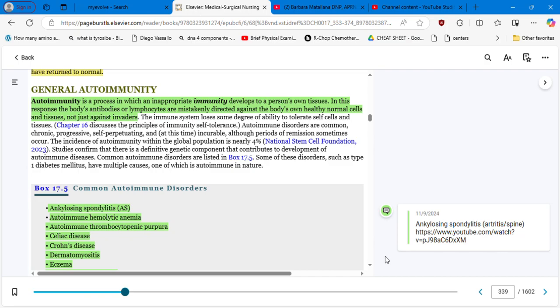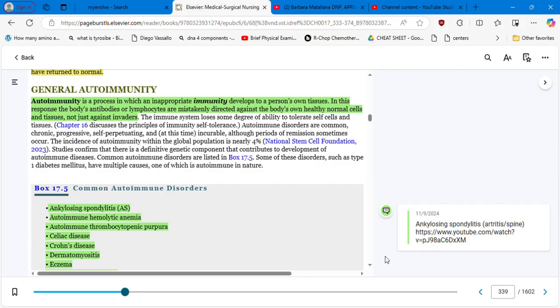Hello students. Welcome to chapter 17, Concepts of Care for Patients with Allergy and Immunity Conditions. And this is part 2. We are talking about general autoimmunity right now. We already explained angioedema, anaphylaxis, and the 4 types of hypersensitivities, okay?